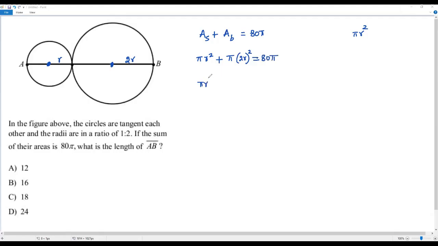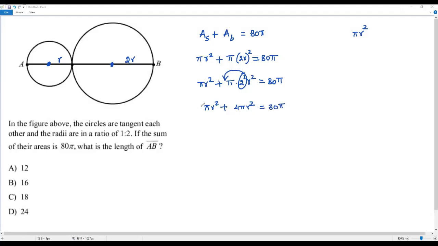Okay, here we have pi r squared, plus pi times... Here 2 and r are multiplied and we have the exponent 2 in common. Whenever two values are multiplied and there is a common exponent, we can take this exponent separately for each value and multiply the results. Then we get pi times 2 squared times r squared equals 80 pi. The value of 2 squared is 4. We can write this 4 in front of this pi and we get 4 pi r squared equals 80 pi.